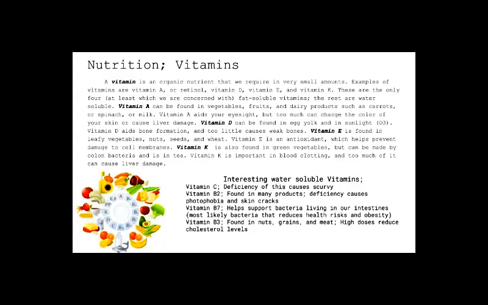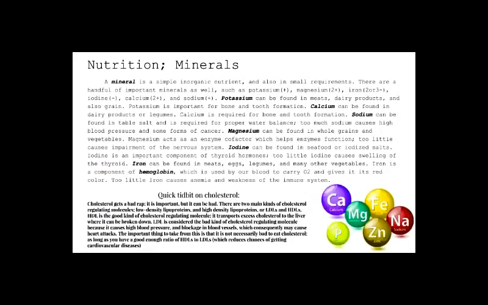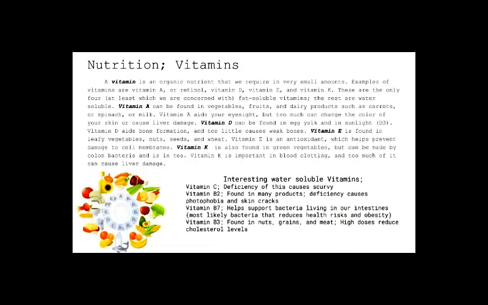So now let's talk a little bit about some nutrition here. Vitamins are organic nutrients, whereas minerals are inorganic nutrients. Examples of vitamins are vitamin A, vitamin D, vitamin E, and vitamin K. These are non-water soluble vitamins, otherwise known as fat soluble vitamins or lipid soluble vitamins, because they're made of lipids. These are only four. There are many, many vitamins.